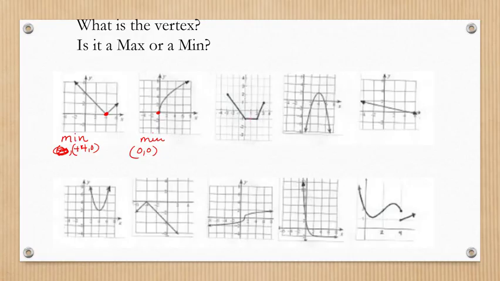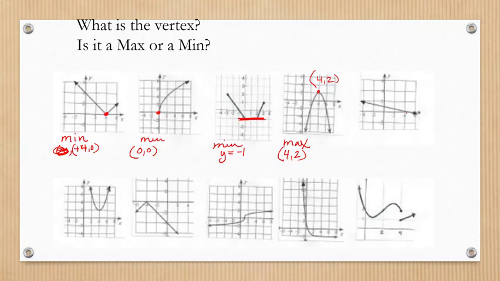Okay, this has a min right here. But there is no vertex, but you can say it bottoms out here. Even though it's flat right here, the min is y equals -1. That would be your min. All right, this one right here peaks out at 4, it looks like 4, 2. This is going to be a max. The vertex is at 4, 2.